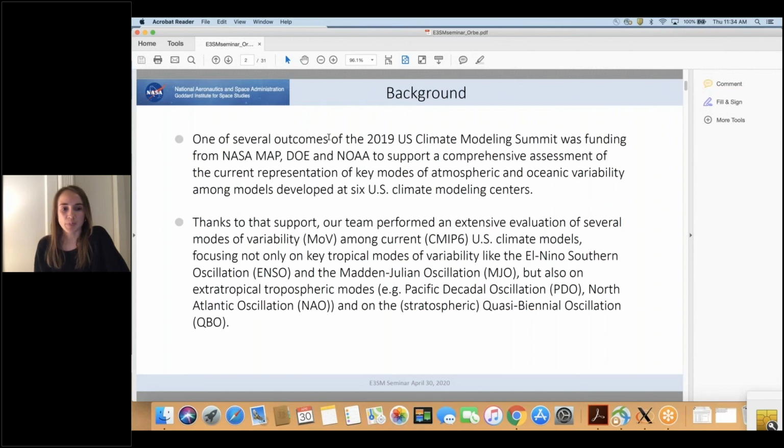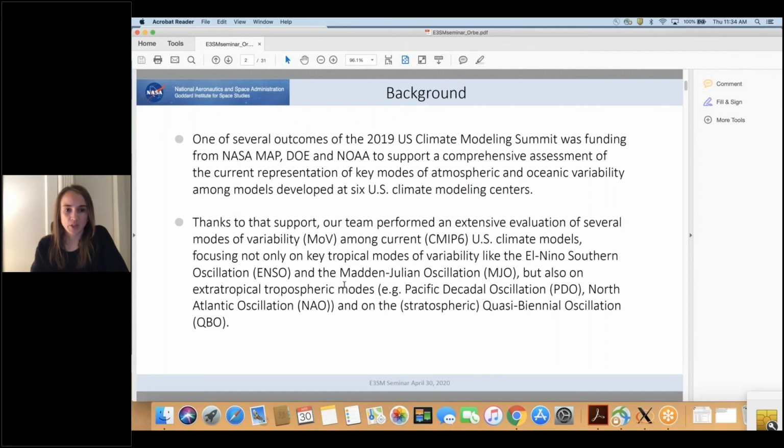Here we're really going to be focusing on modes like the El Niño Southern Oscillation and the Madden-Julian Oscillation, but we're also going to be looking at extratropical modes, which in the troposphere include things like the Pacific Decadal Oscillation, the North Atlantic Oscillation, the northern and the southern annular modes, and we're also going to be looking in the stratosphere a bit at processes controlling the representation of the quasi-biennial oscillation.